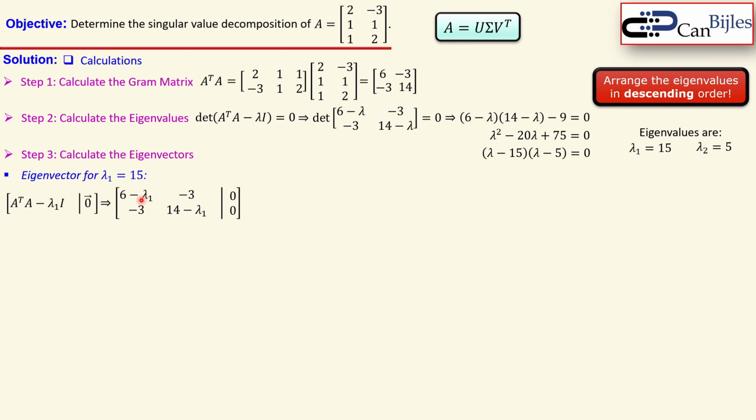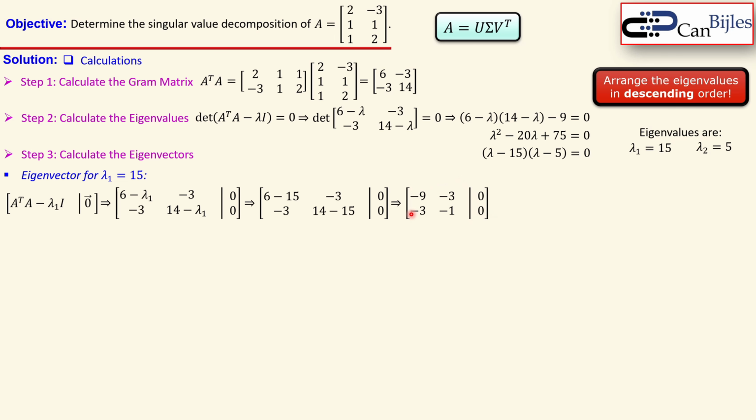6 minus lambda 1. Actually the same formula here, but just lambda 1 and lambda 1 here. And minus 3 and minus 3 are the exact same. This is then equal to the 0 vector. Now we substitute here lambda 1, which is in this case 15. So you will get here minus 9, you get here minus 3. So how can we make this second row zeros?